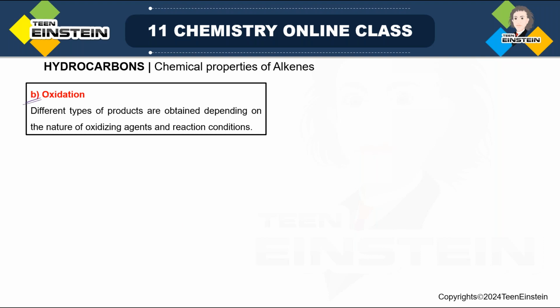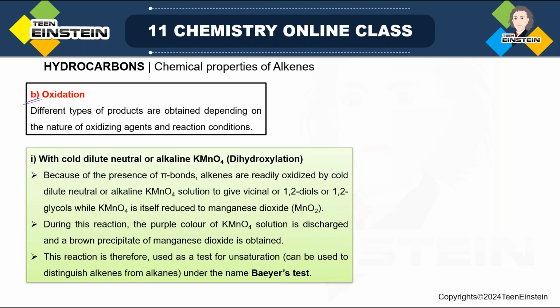So all these are examples under the common heading of addition reaction. Now the second one is B, which is oxidation. So under the heading of oxidation we will see different types of oxidation, what types of oxidizing agent you are using, what type of reaction condition you are using. Depending on that you will get different types of products. Fine. Now under the first oxidation reaction, we will see number 1, cold dilute.